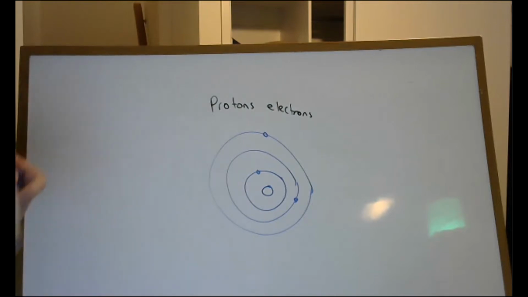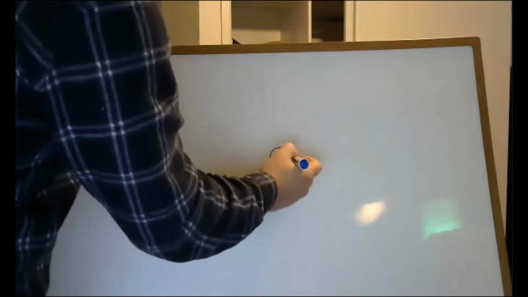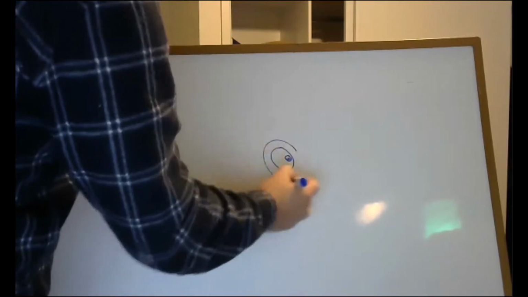So in 1932, so where are we at now? We are just the proton, and then we've got electrons.